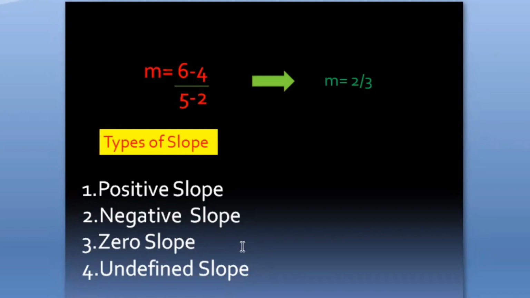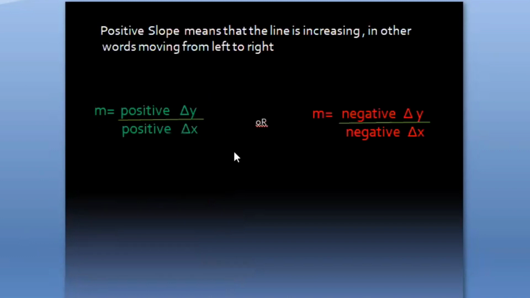Now it's time to move on to types of slopes. In this video, I am going to cover the positive slope and the negative slope. For the zero and undefined slope, I am going to make a separate video. So here we have the positive slope. Positive slope means that the line is increasing, in other words, moving from left to right, or inclined. There is an increase in the line as it moves on.